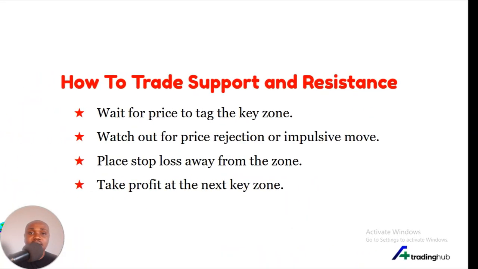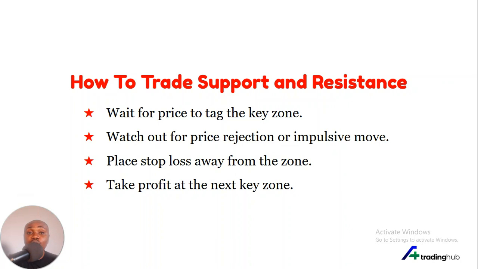Trading support and resistance is actually easy. All you need to do is wait for price to tag the key zone you spotted. Watch out for price rejection or impulsive moves from that zone. Place your stop loss away from the zone when you take the trade. Then your take profit should be at the next key zone.